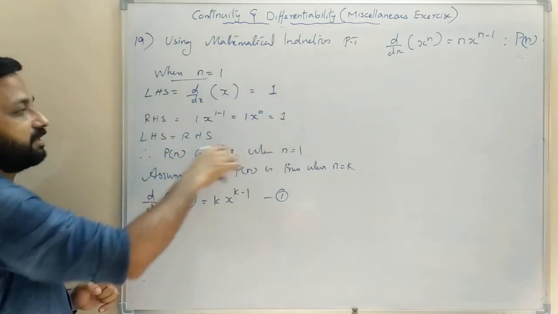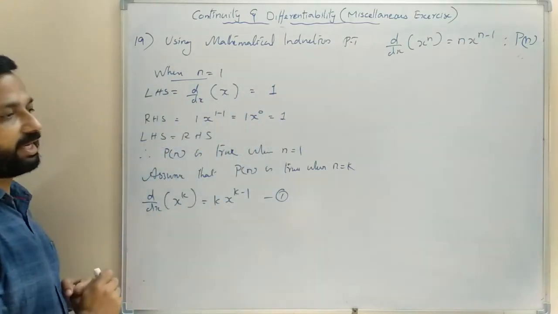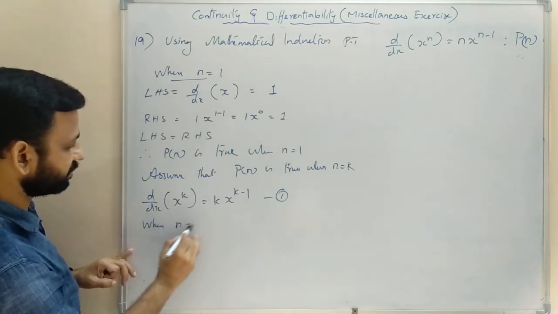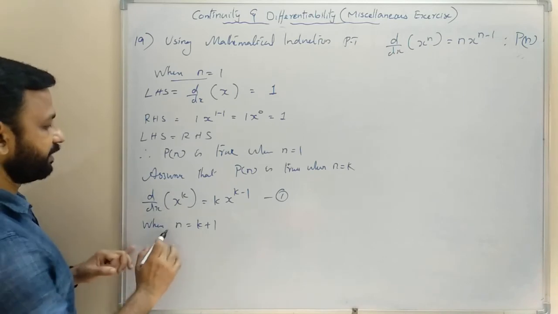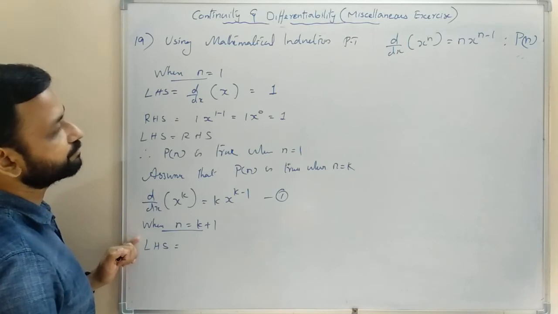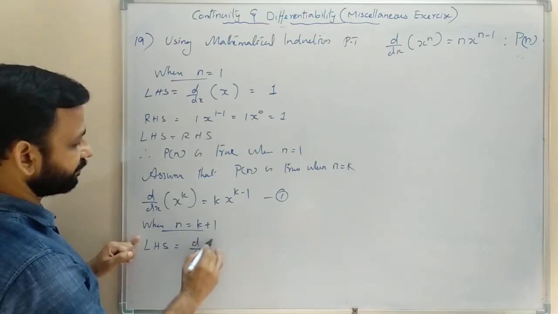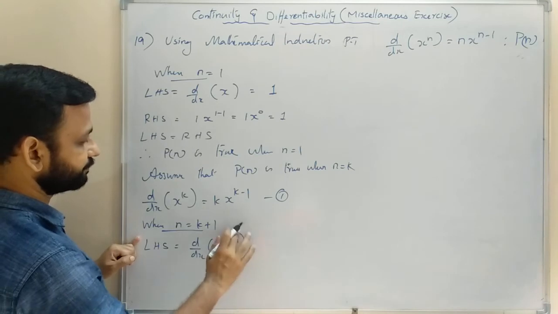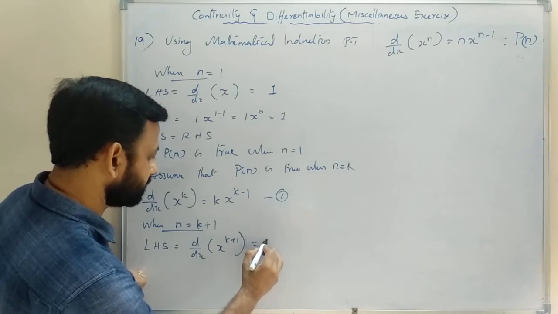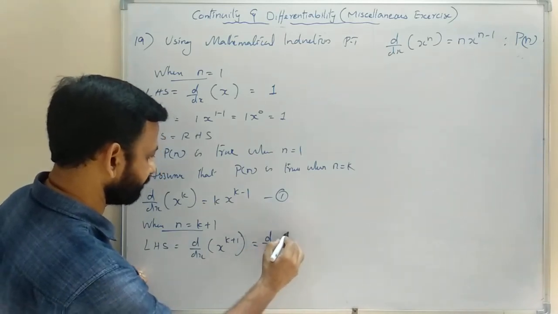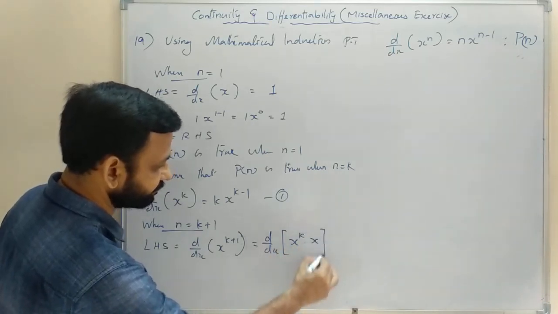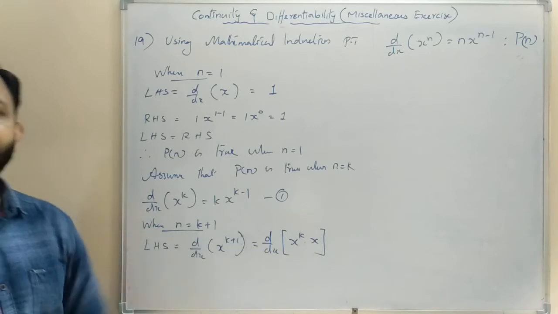We will prove when n is equal to 1. We will assume when n is equal to k. Then we will prove n is equal to k plus 1. When n is equal to k plus 1, LHS is equal to d by dx of x raised to k plus 1. That we can write as d by dx of x raised to k into x.